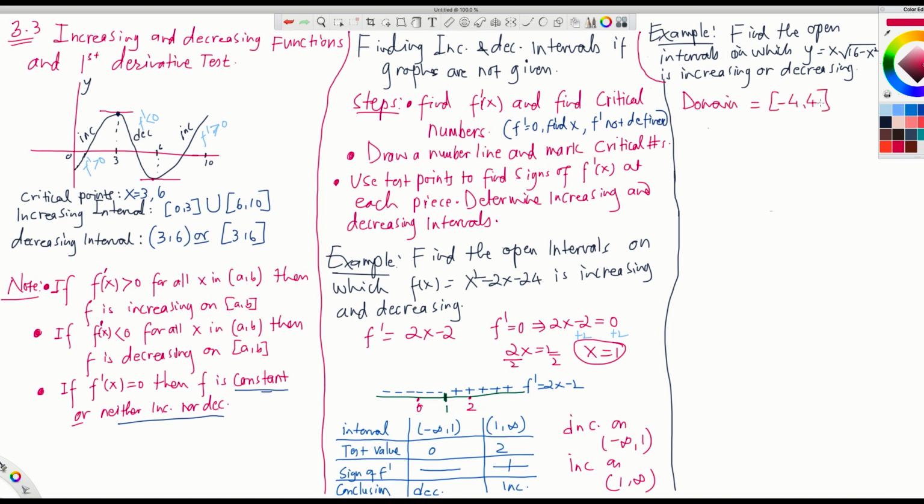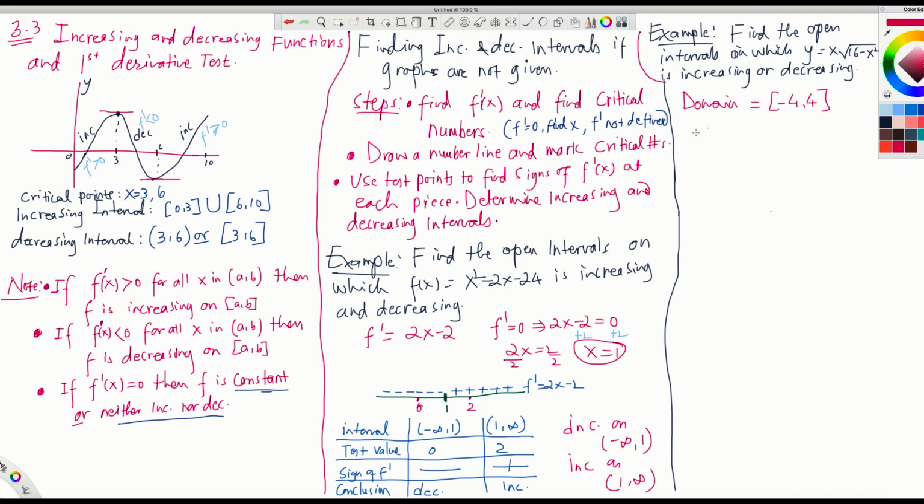So when you find the critical numbers, you will list only those critical numbers that lie between negative 4 and positive 4. And when you draw the number line, you will do it only between negative 4 and positive 4 as well. Outside, the function is not defined. That's why.